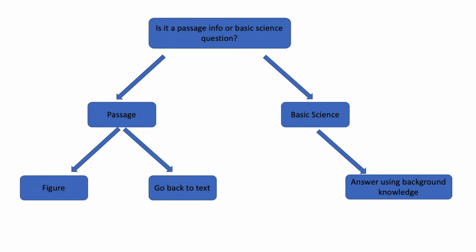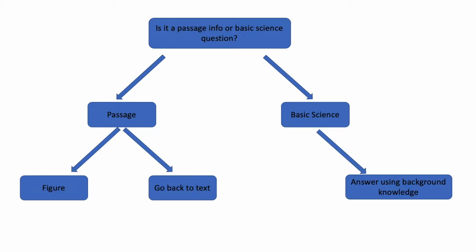Before I bring the questions up, I want to talk about the general workflow behind answering a science question. So when you read the science question, first ask yourself, is this a passage information question or a basic science question? If you recognize that you're going to need the passage to answer the question, you then should ask yourself, is the answer going to come from a figure? If the answer is yes, go to that figure or table, analyze the data, and answer the question. However, if you recognize that it's not coming from the figure, then you're going to need to go back to the text to find your answer.